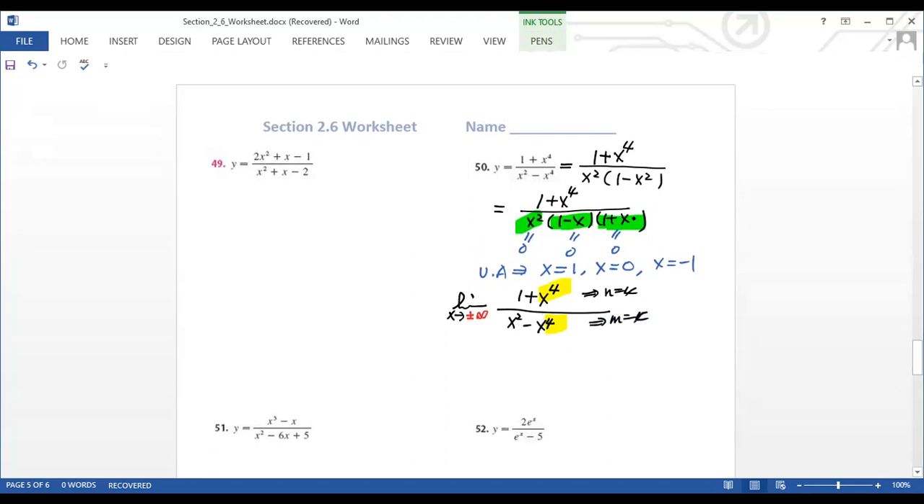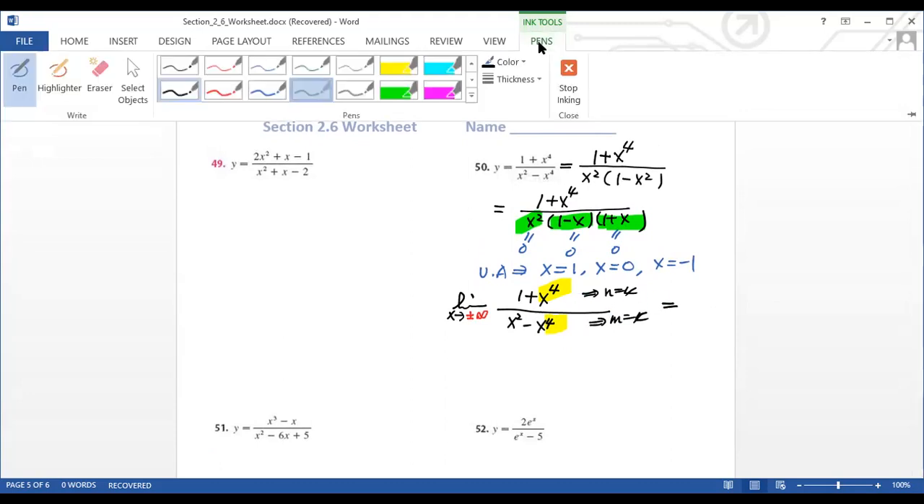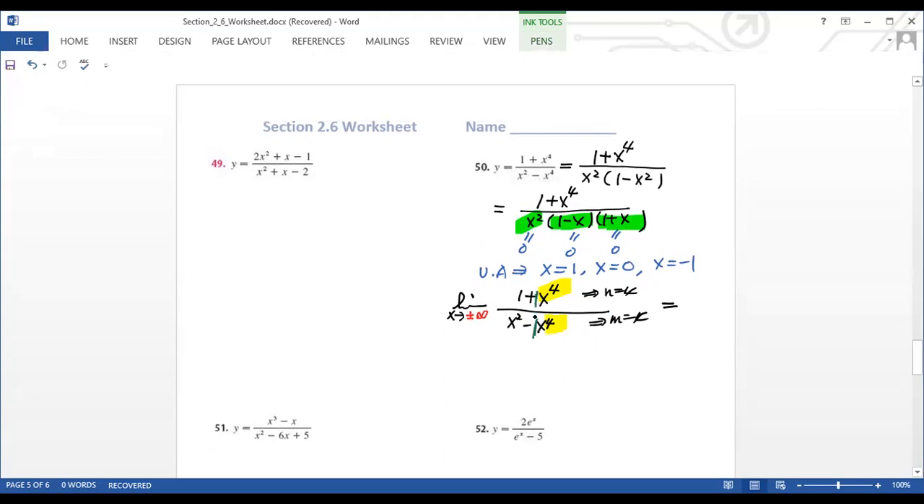So what is the limit? The limit approaches the constants in front of it. Here the constants are ones, so the limit here will be negative 1. It doesn't matter whether it's positive infinity or negative infinity, because x to the fourth will become positive. So my horizontal asymptote is y equals negative 1.